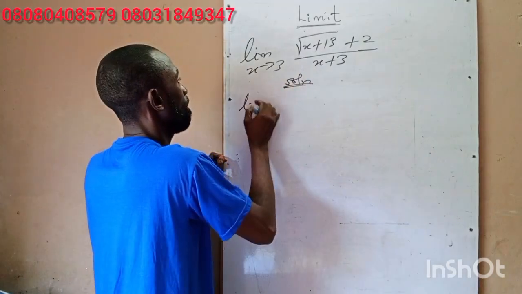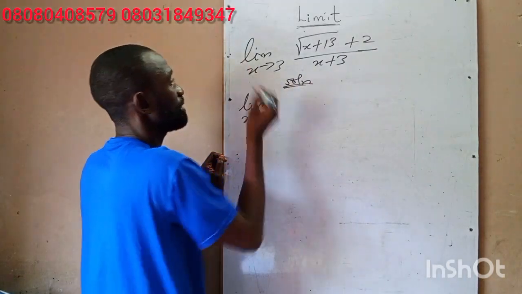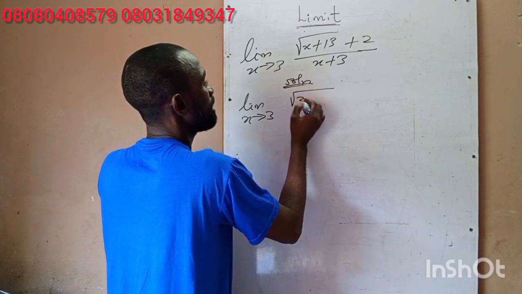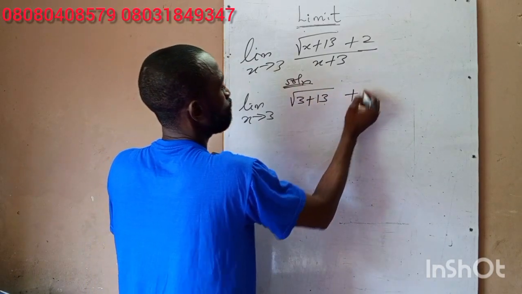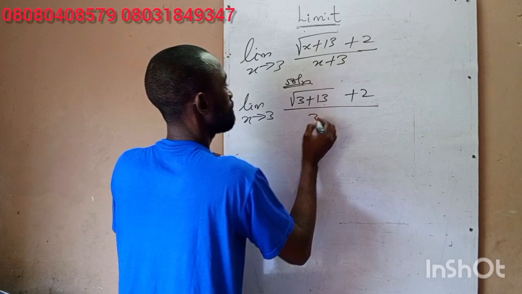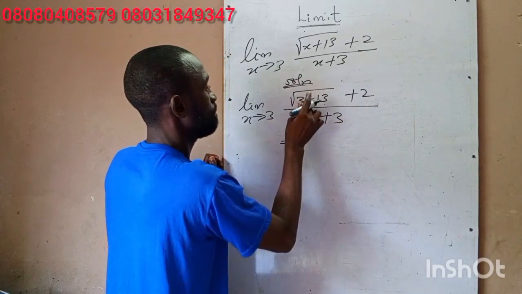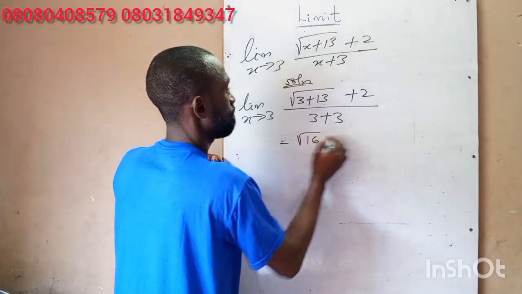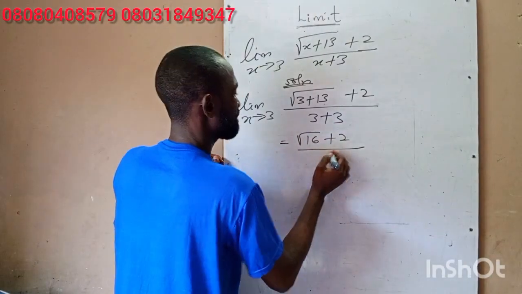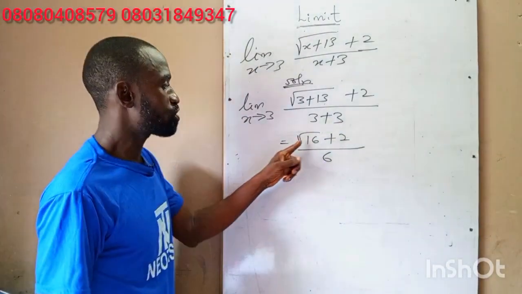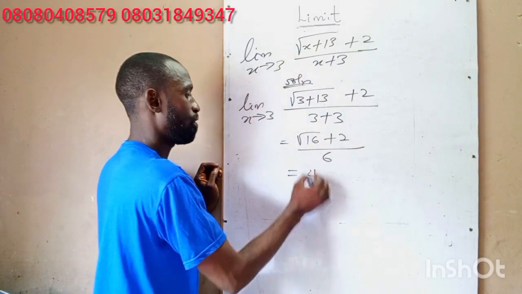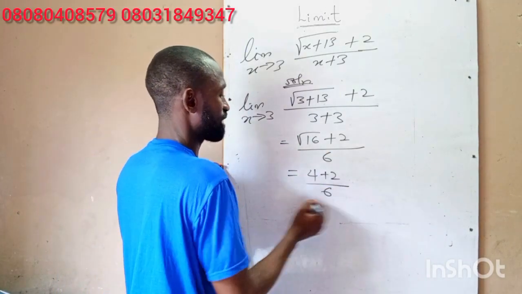That will be the lim as s approaches 3 of root of 3 plus 13 plus 2 outside, all over 3 plus 3. This will be root of 16 plus 2 all over 6. Okay? What's root of 16? That is 4. So I'm having 4 plus 2 all over 6. That is what now?